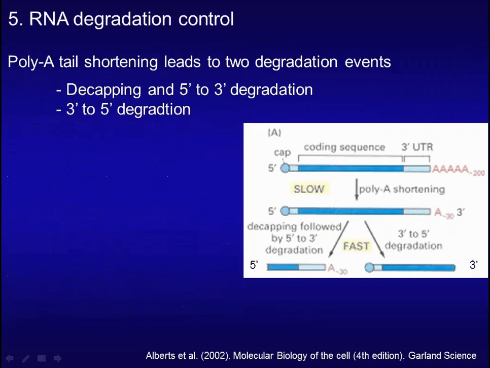The fifth method to control gene expression is to control the stability of mRNA. In eukaryotic cells, poly-A shortening occurs slowly, but once it reaches a certain degree, two degradation events occur. First, 5' decapping and 5' to 3' degradation occurs. Second, 3' to 5' degradation occurs by exonuclease.